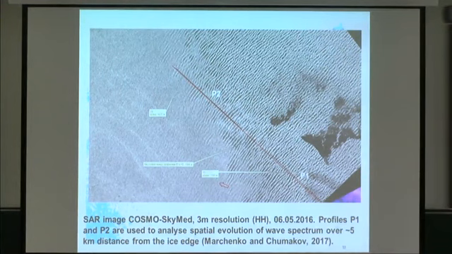Here, the same place, 6th of May 2016. We have a SAR image showing wave penetration from the ice edge deeply into the ice, and it is possible to see this wave. The distance between that point and that point is about 5 kilometers. What we did, we chose one profile and a second profile and performed pixel analysis to identify the main wavelengths.